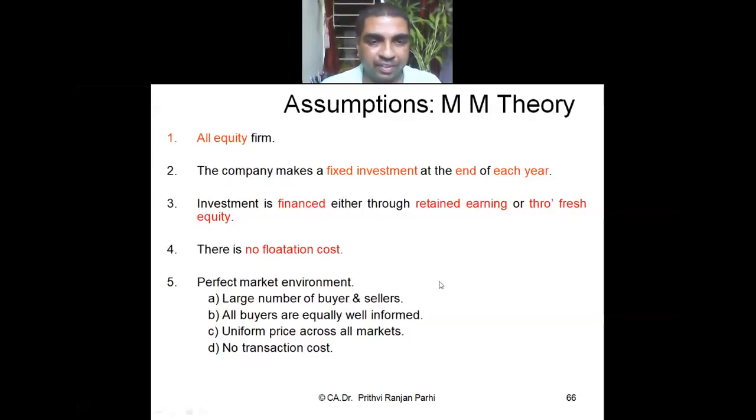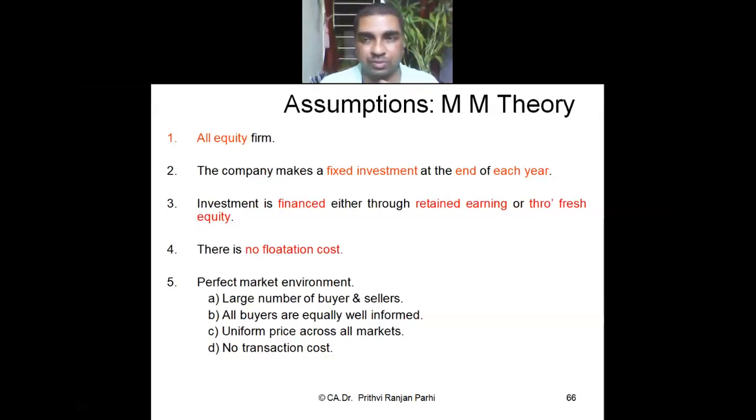Now point number five. Perfect market environment. First one is a large number of buyers and sellers. Second one is all buyers are equally well informed. Third one is uniform price across all markets. Fourth one is no transaction cost.